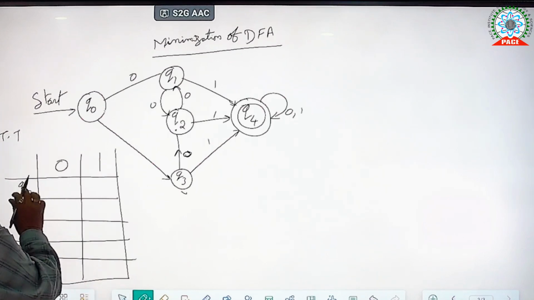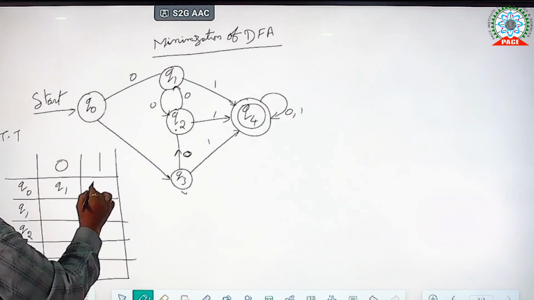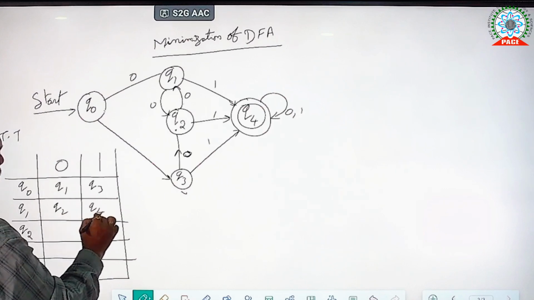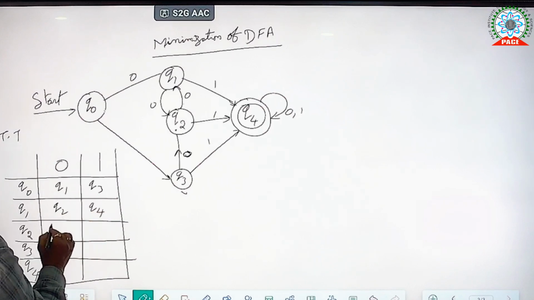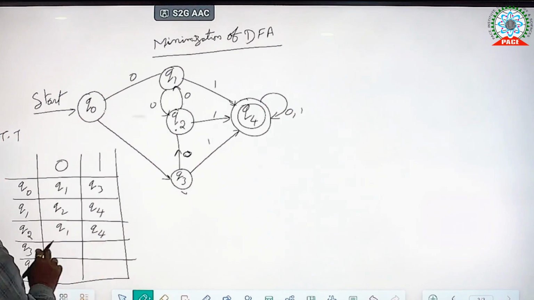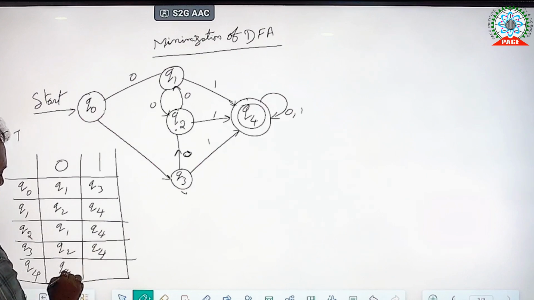So here Q naught follows the 0 transition to Q1 and the 1 transition to Q3. Q1 has 0 to Q2 and 1 to Q4. Q2 has 0 to Q1 and 1 to Q4. Q3 follows 0 to Q2 and 1 to Q4. So Q4 has the self transition. In this way.